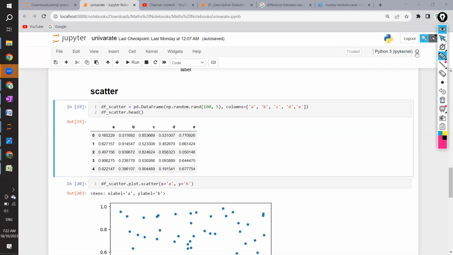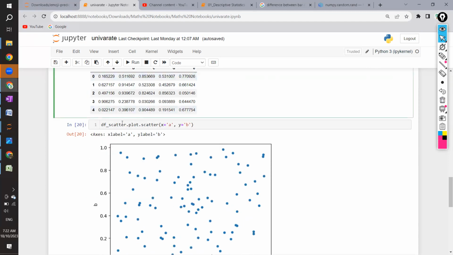Fine. So now the important point is how to draw a scatter plot. My data frame is df scatter. Similarly, as with plot dot hist and plot dot bar, you also have plot dot scatter. I'm plotting two columns, x and y. To plot any point in space, you should have at least how many coordinates? Two coordinates, right?